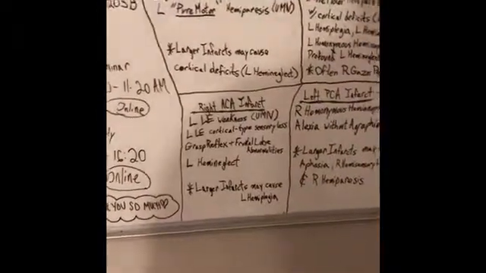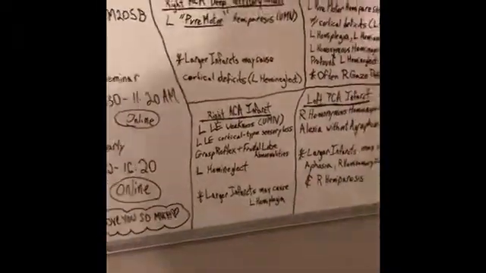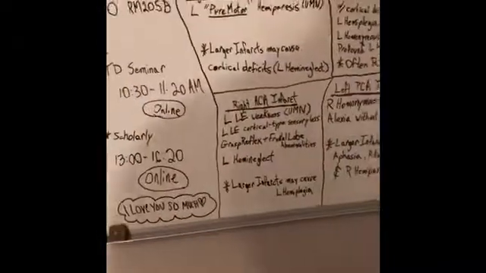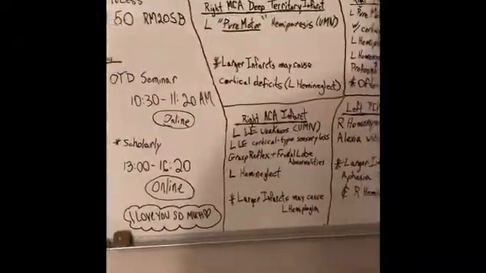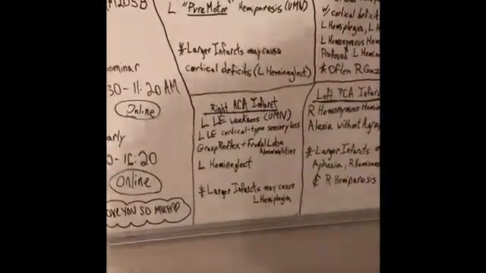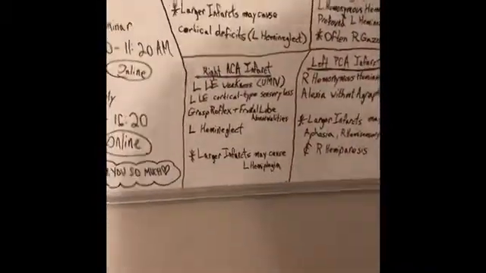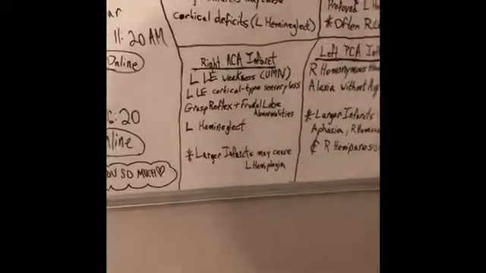If the right-sided arteries are affected, 9 times out of 10, there's going to be left hemineglect. So they're just going to neglect physical objects as well as their own body on the left side. Larger infarcts can cause paralysis, which is hemiplegia.